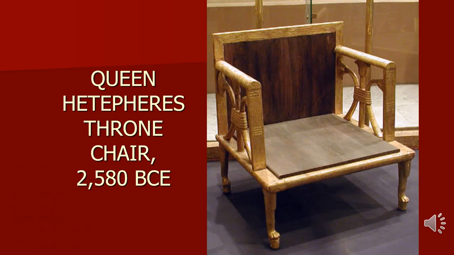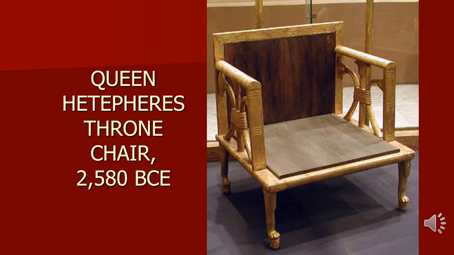One of the most ancient suites of furniture found is from Queen Hetepheres, who is the mother of Khufu, who built the Great Pyramid of Giza. And this is her throne chair. It was originally wood, but it was encased in gold plates, which is why it stayed intact all this time.